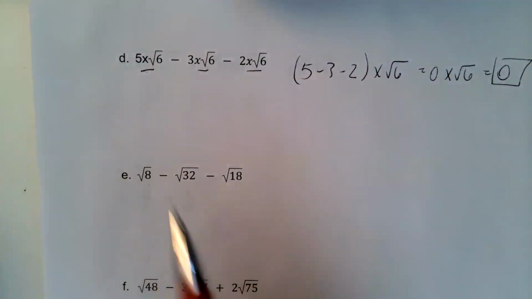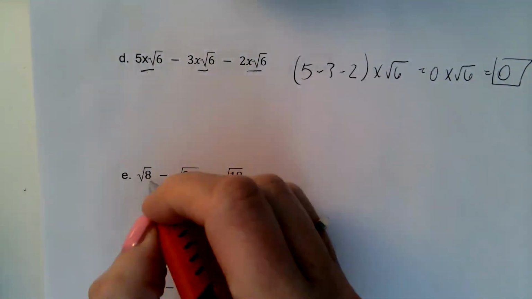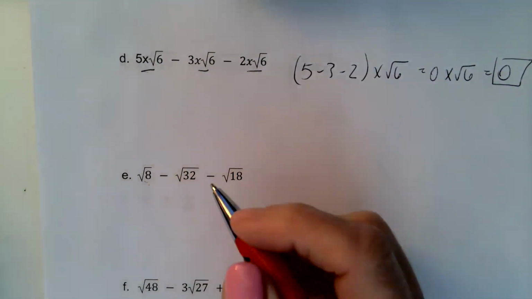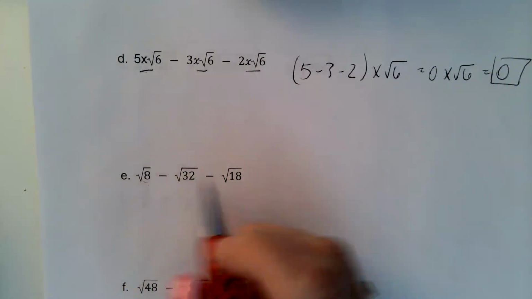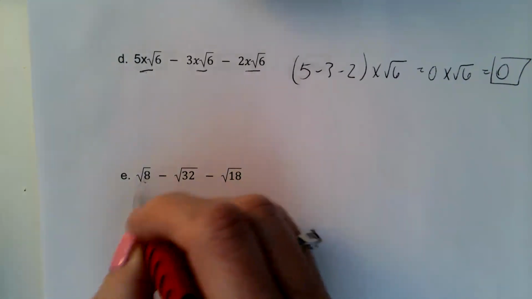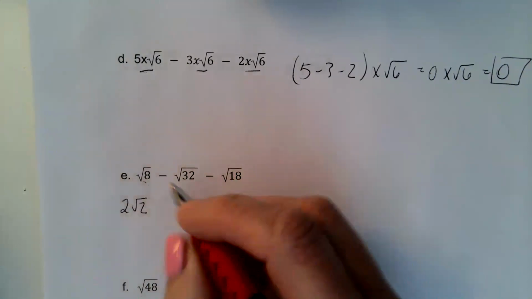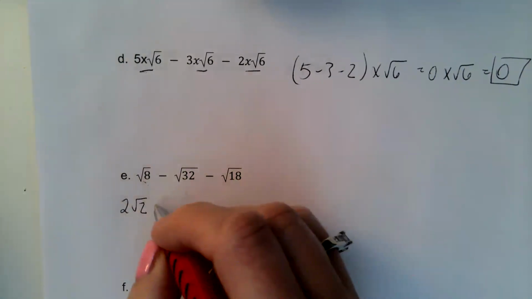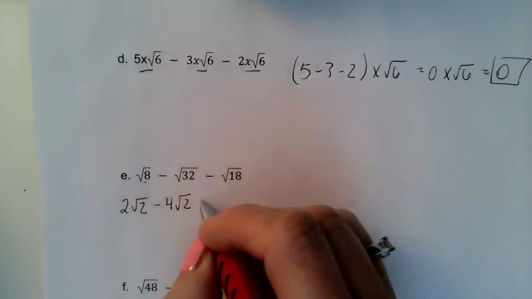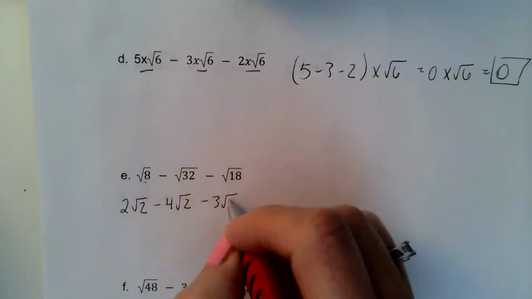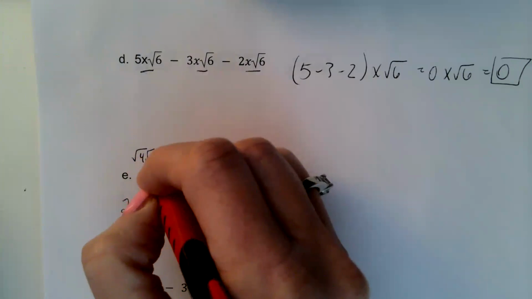Okay, now E, we don't have like radicals, so we have to simplify them. I'm going to go a little bit quicker on these because we should have gotten practice on the prior homework simplifying these radicals. So square root of 8 is really 2 times the square root of 2. And 32 is going to be minus 4 times the square root of 2. And 18 is minus 3 times the square root of 2.